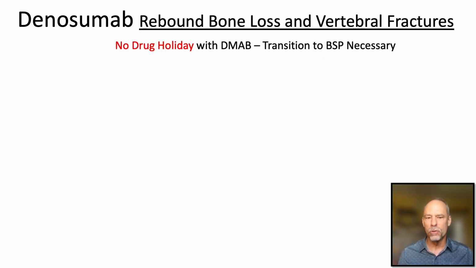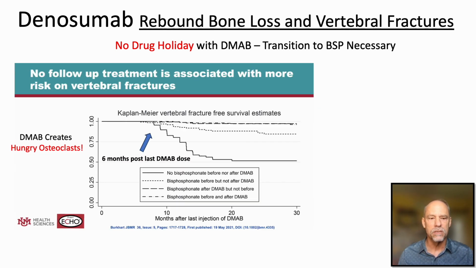Denosumab, rebound bone loss and vertebral fractures. This is a significant concern with denosumab. If you just stop denosumab, you can get rapid bone loss. So what we think happens is that denosumab really suppresses osteoclasts, the RANK ligand effect, et cetera. And then we have these really hungry osteoclasts that are ready to go. So at 6 months, when the denosumab has fallen off and the osteoclasts become very hungry, you get rapid deterioration of the bone, particularly in the spine.